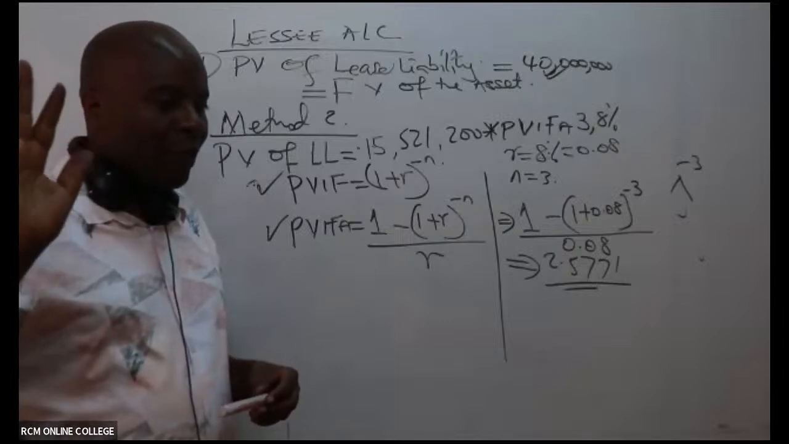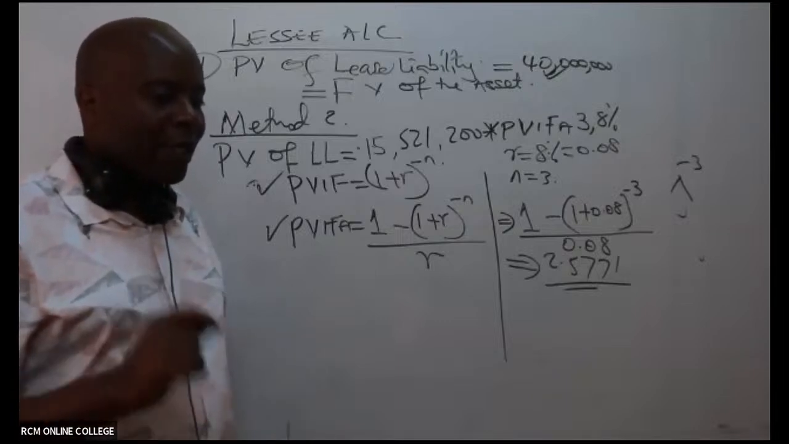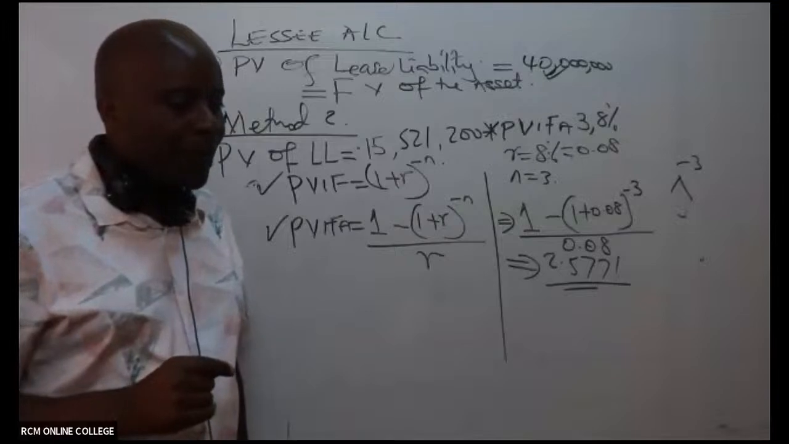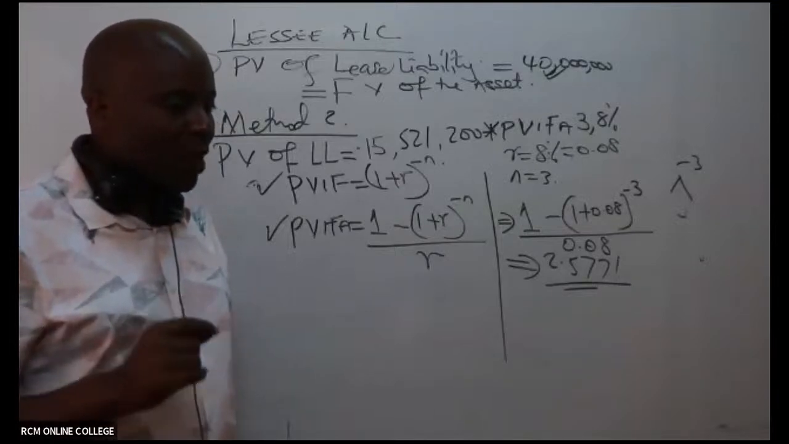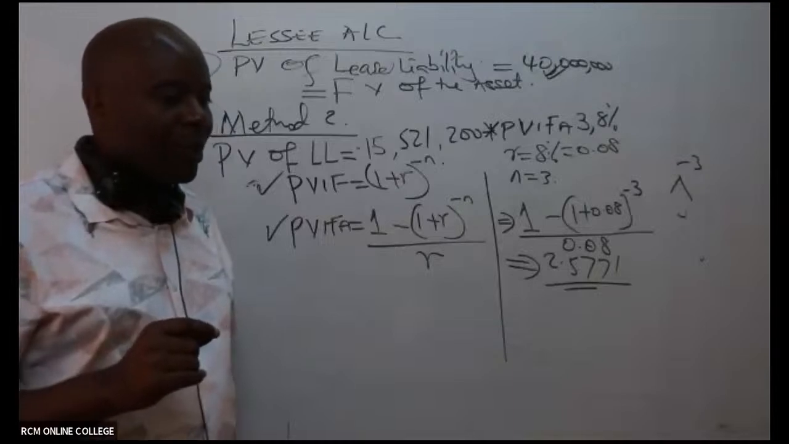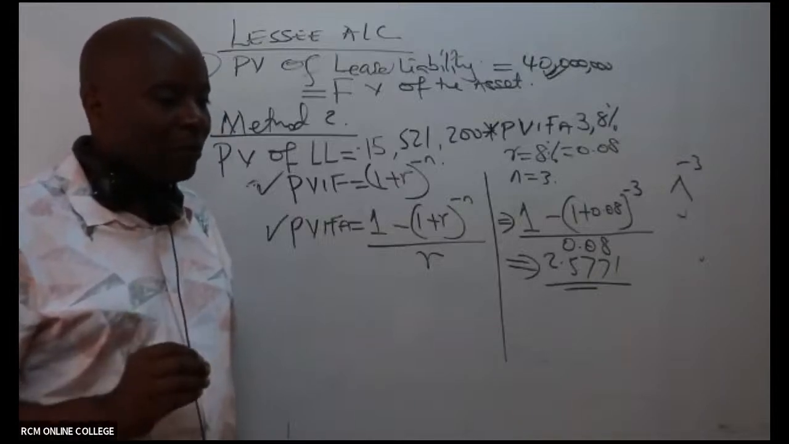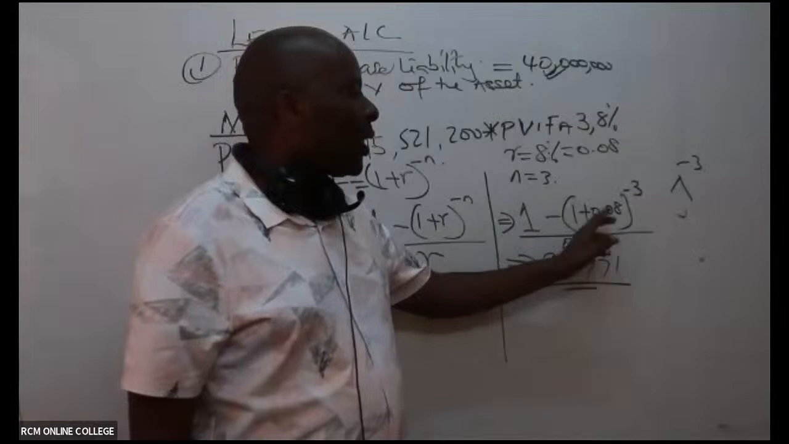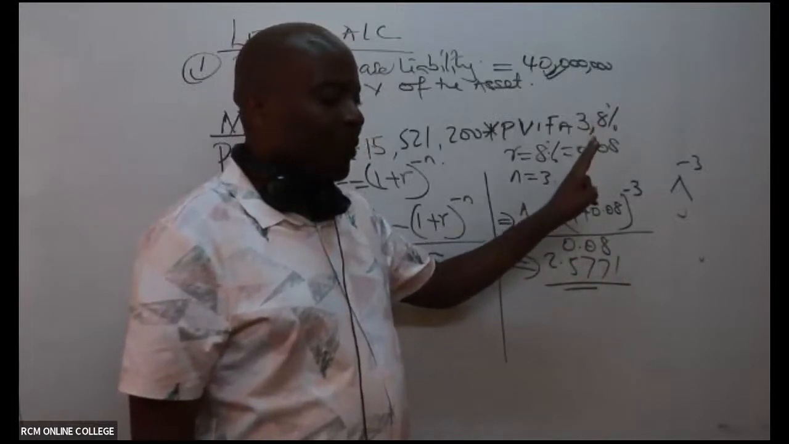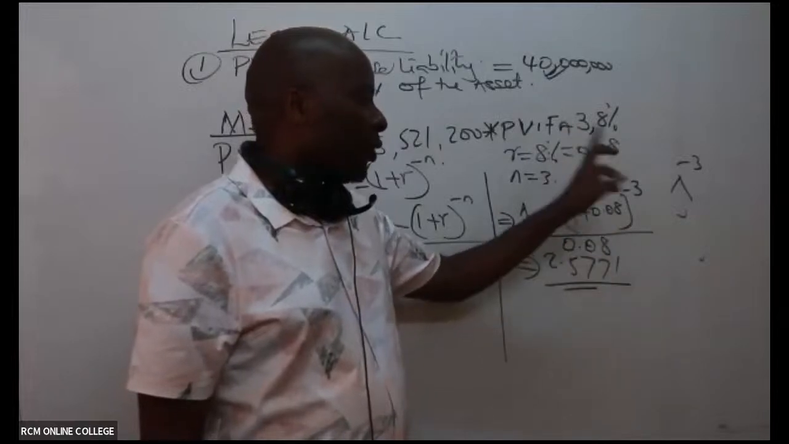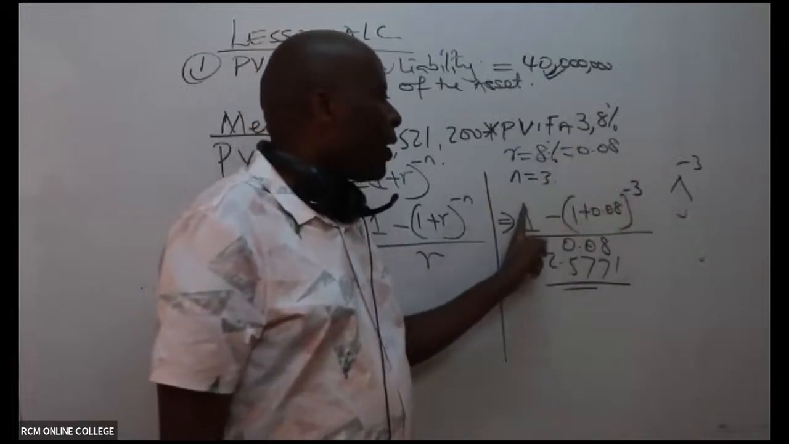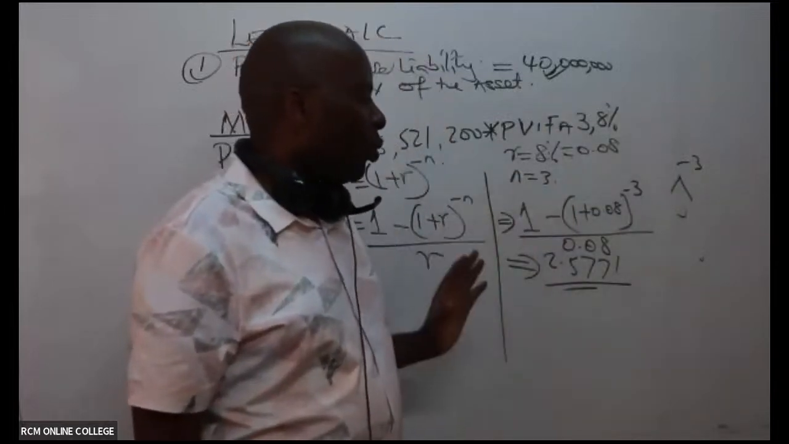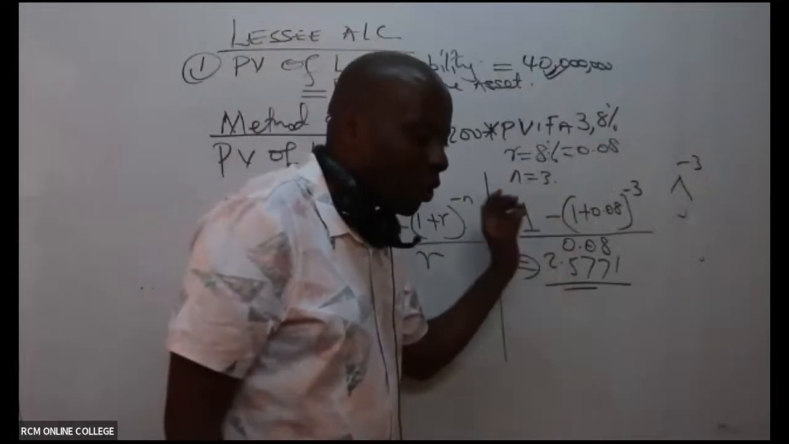Is that figure okay with everybody? Everybody should have a calculator and should be able to give me this figure, 2.5771. Alternatively, you can start with 1.08 raised to negative 3. You start with the brackets, say 1.08 raised to negative 3, then equals. Then you say 1 minus that answer, and equals. After that, whatever you get, you divide by 0.08.